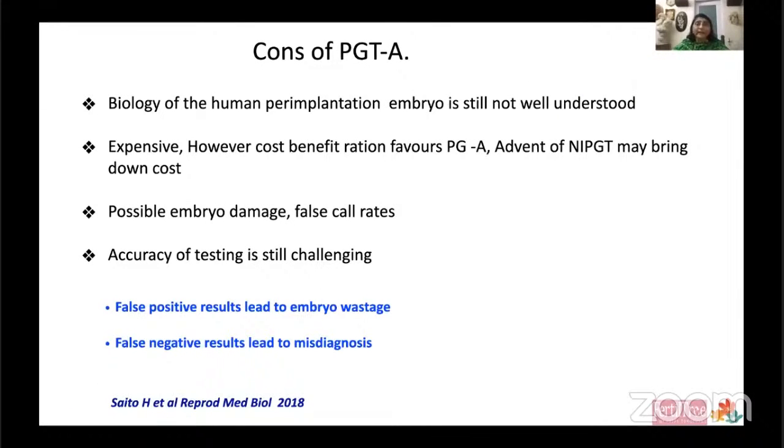There are many cons, and therefore one must know all the cons before one goes to the pros. The full biology of the human pre-implantation embryo is still not well understood. It is expensive, but it has its own cost-benefit ratio, and therefore there will be times when PGTA becomes important. Now, if the biopsy is not done properly, there can be embryo damage, and therefore you may get a false negative call rate. And accuracy of testing is still challenging because there is the question of mosaic embryos and so-called aneuploid embryos.